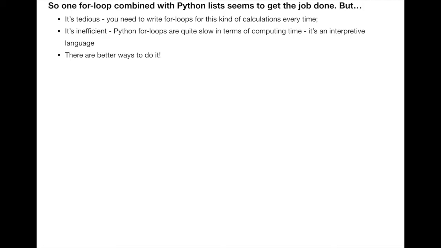Some of you might have used other languages like MATLAB, so you know that for loops in this kind of high-level programming language are actually very slow. It's an interpreted language, it never gets compiled, so for loops are very slow. And there are actually better ways to do it.